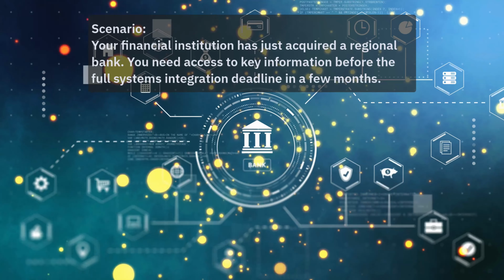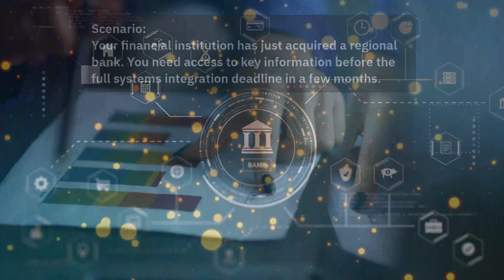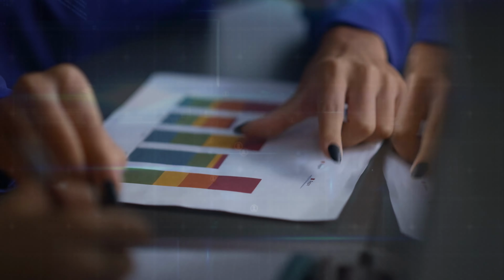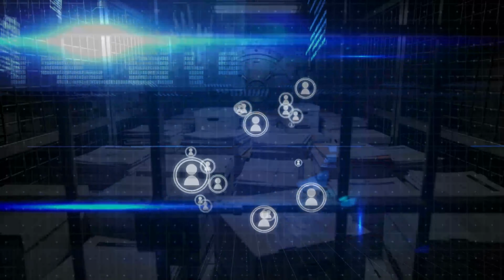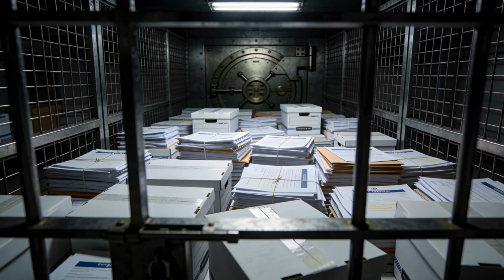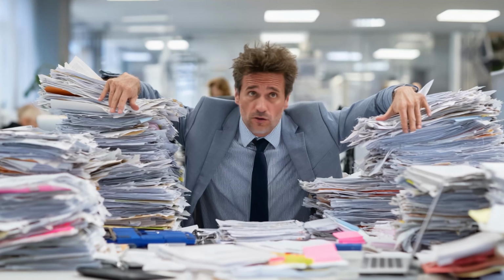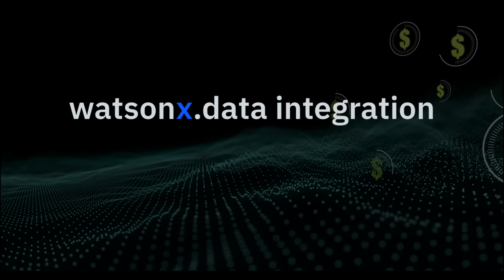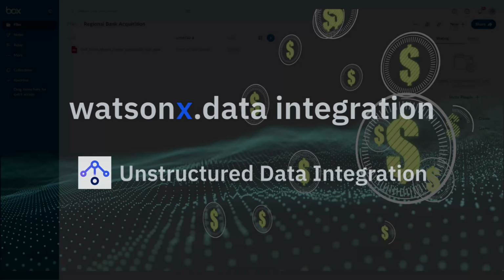In this scenario, your financial institution has acquired a regional bank, and you need access to some key information before the full systems integration deadline occurs in a few months. Specifically, you need to get some actionable data about the top 100 customers' loan agreements before that information is populated in your institution's systems. The good news is that you have access to thousands of loan application documents that contain the information you need. The bad news is that you don't have time to read through all these documents. Let's see how IBM watsonx.data integration can meet this challenge using unstructured data integration.